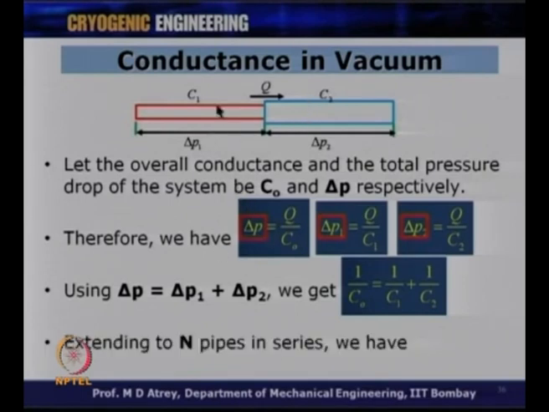So, we did this only for two pipes, but I can have n number of pipes. Extending to n pipes in series, I will get 1 upon C0 is equal to sigma 1 by Ci, with i ranging from 1 to n. So, if I have different pipes connected in series, I will calculate their respective conductances and get the overall conductance by this formula: 1 upon C0 is equal to 1 upon C1 plus 1 upon C2 plus 1 upon C3 etc. This gives the overall conductance of a given series pipe connection.